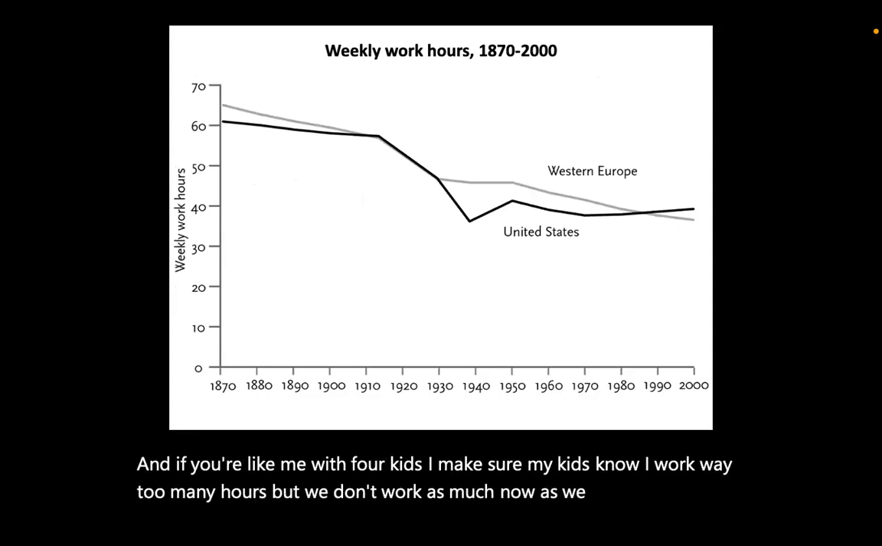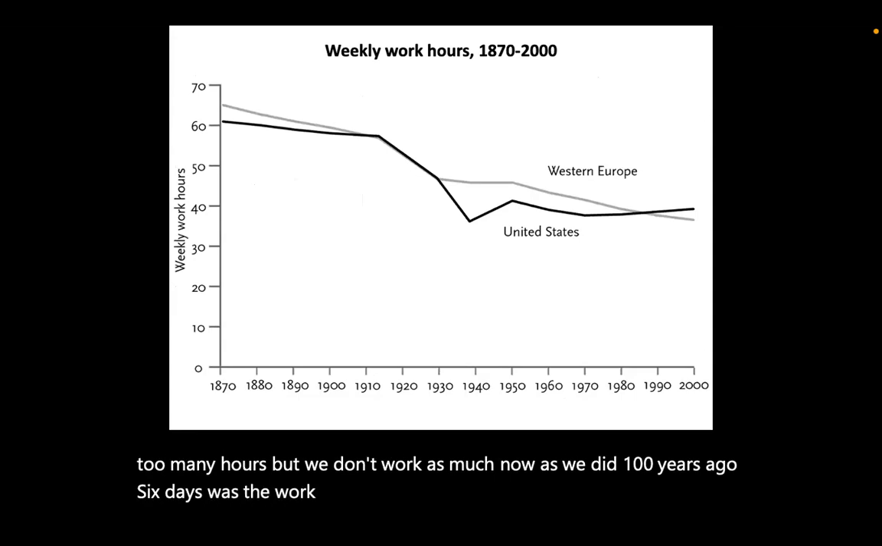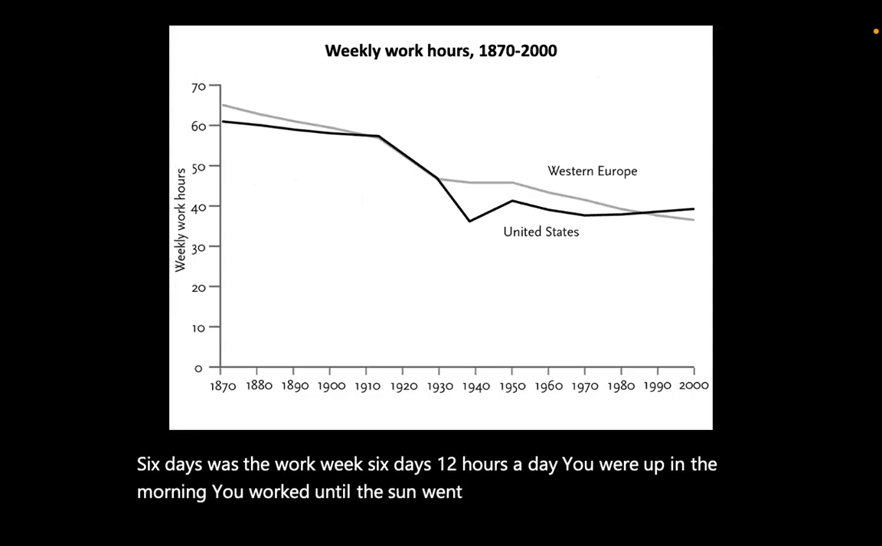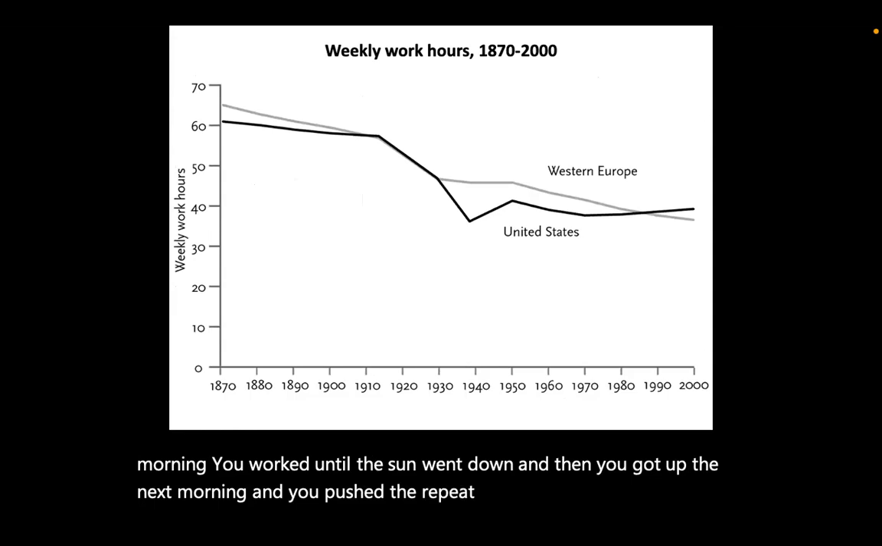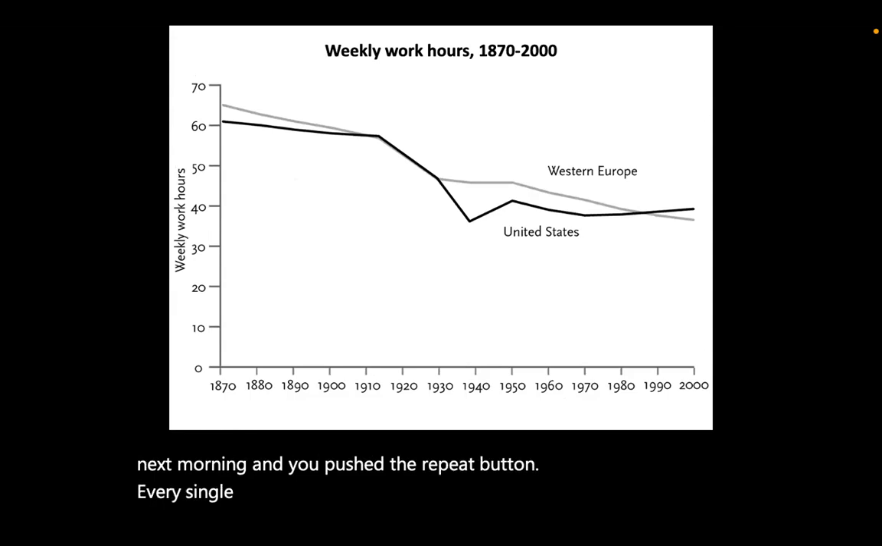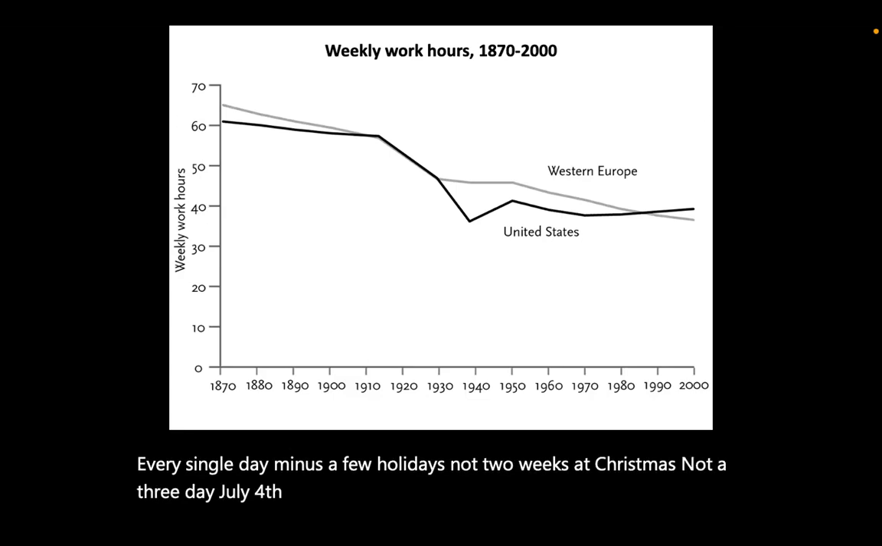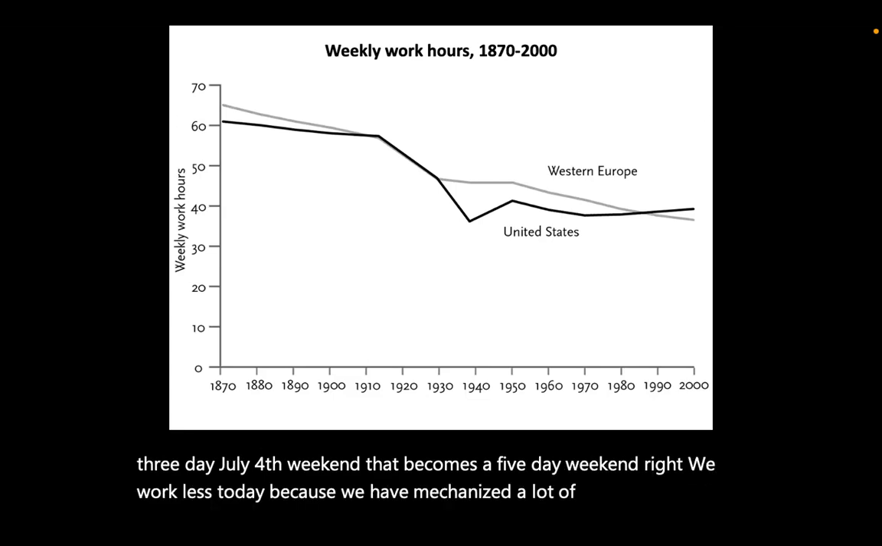100 years ago, 6 days was the work week. 6 days, 12 hours a day. You were up in the morning. You worked until the sun went down. And then you got up the next morning and you pushed the repeat button every single day, minus a few holidays, not 2 weeks at Christmas, not a 3-day July 4th weekend that becomes a 5-day weekend, right? We work less today because we have mechanized a lot of the work that we do.